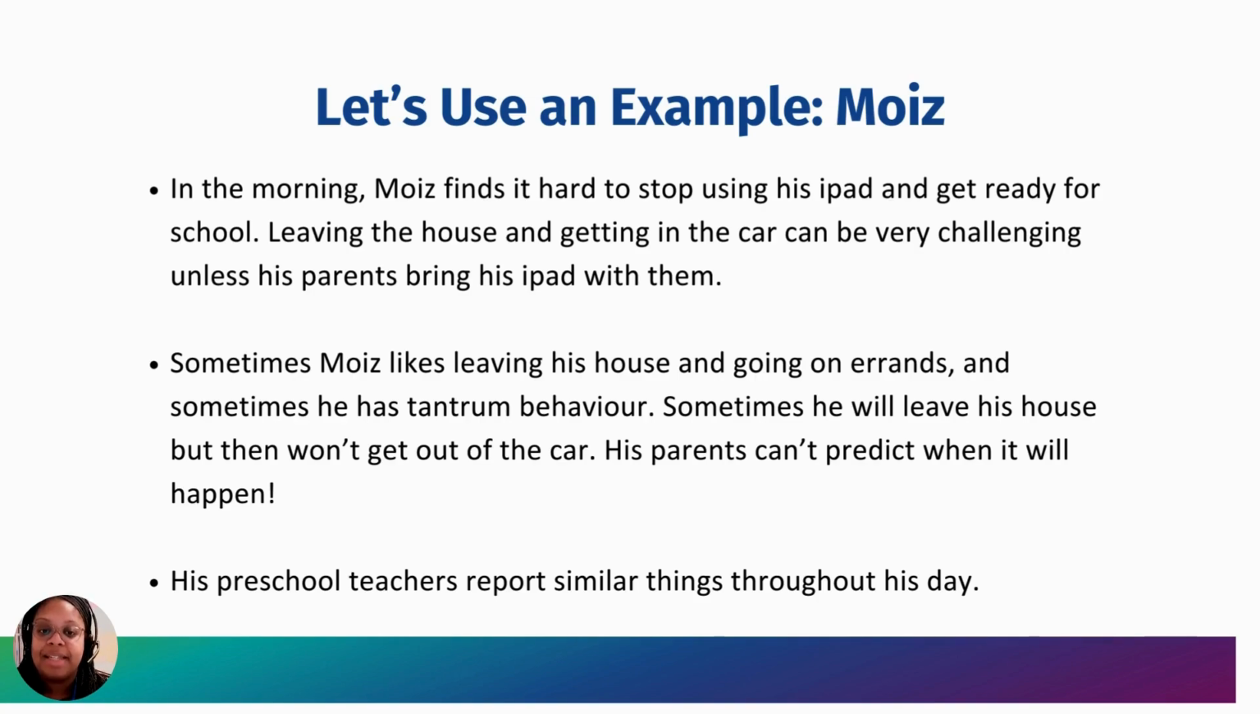Sometimes Moyes likes leaving his house and going on errands, and sometimes he tantrums. Sometimes he will leave his house but then won't get out of the car. This family can't predict when it will happen. His preschool teachers tell his parents that similar things happen for them throughout his school day. When he is playing with toys, Moyes' family notices that Moyes likes things to stay the same.